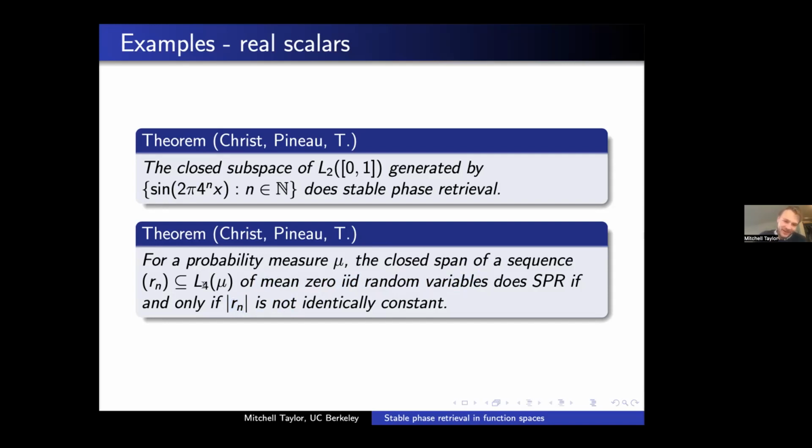And I'll point out, I'm lying a bit, because this is in L4, and stable phase retrieval will be deduced in L4 as well, not L2. I'll explain why L2 is not the thing that appears here, and then I'll explain how you get to L2, but there are still some mysteries there that I don't understand. All right, so these are two, I think, very simple examples of subspaces that do stable phase retrieval, but I also want to point out that these subspaces only do stable phase retrieval over the real field. These will not do complex stable phase retrieval, and I can give you a very simple argument for why.